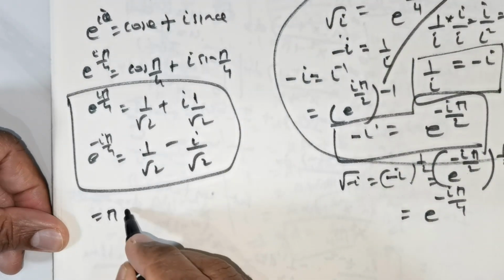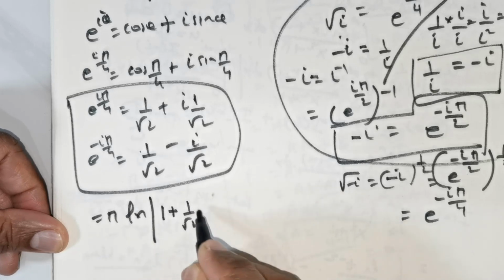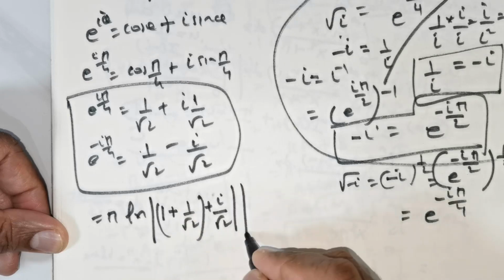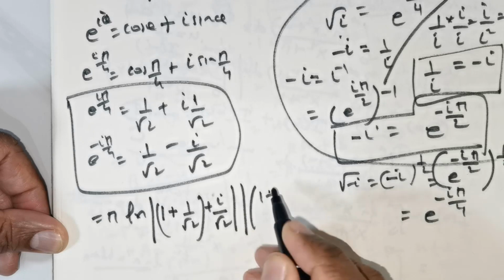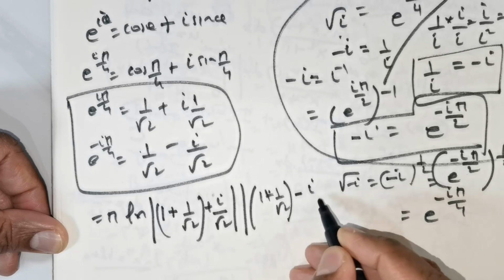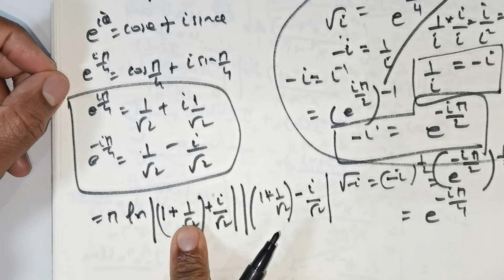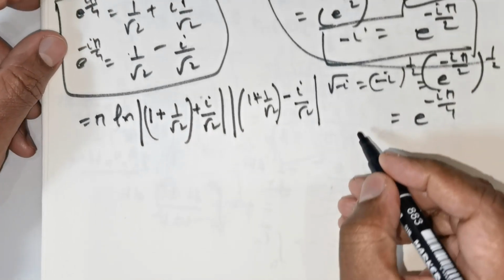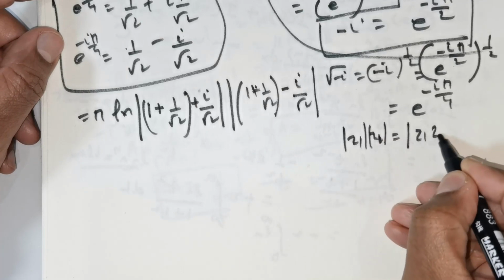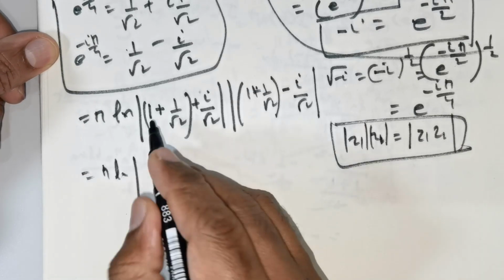So that would give me π times ln modulus of (1 + 1/√2 real part, followed by imaginary part i/√2) modulus (1 + √2 − i√2). Now this is mod z1 times mod z2. Now there is a formula: mod z1 times mod z2 can be rewritten as mod of z1 z2, right? So because of that, this is equal to π times ln modulus.